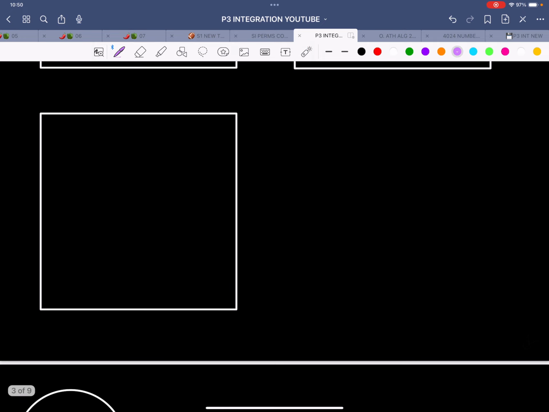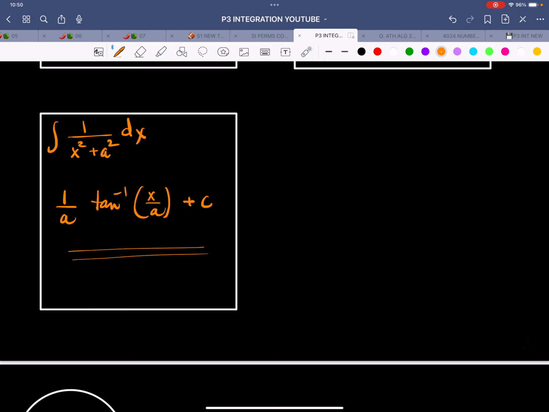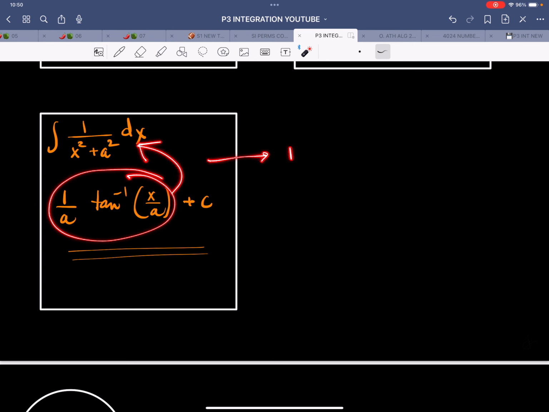Another technique which is even similar, that is of the format 1 over x square plus a square dx. Something like this. This is 1 over a tangent inverse x over a plus a constant of integration c. Again, if we differentiate this, we will get back this. This is something that was included from the May-June 2020 syllabus.